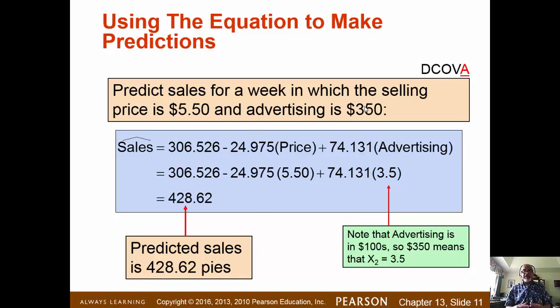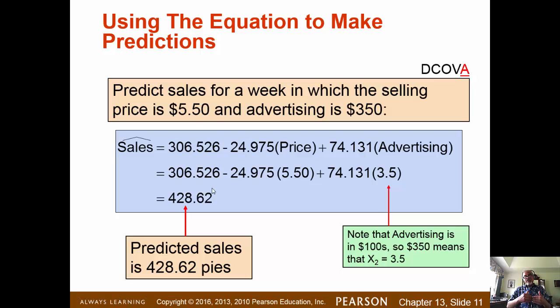So if you want to make a prediction using this equation, say for a price of $5.50 per unit, and if you plan on spending $350 on advertising, what is the sales that you can expect? So plug in the price of 5.5. Now 350 should be converted into 3.5 because advertising in the regression equation is in $100. So $350 will be 3.5. So you should enter 3.5 and not 350. If you enter 350 here, you will get the wrong answer. So 3.5, that gives you your point estimate for prediction of number of units that you will sell.